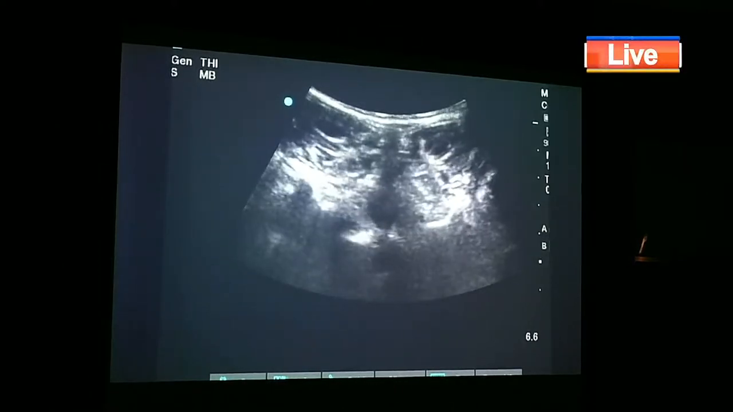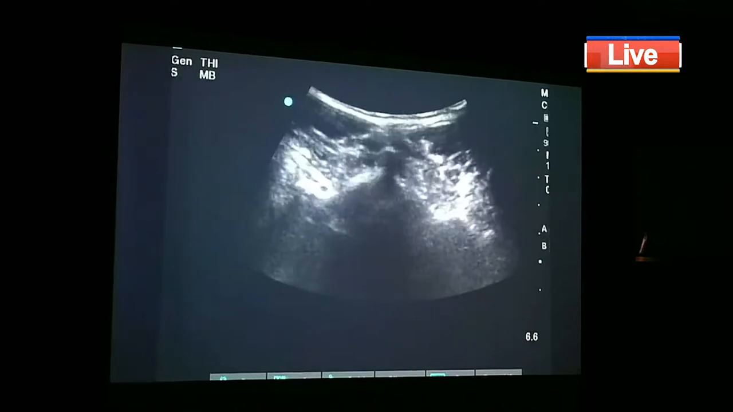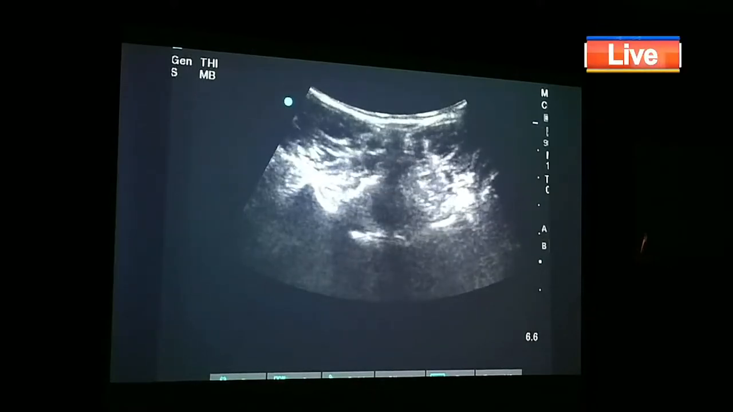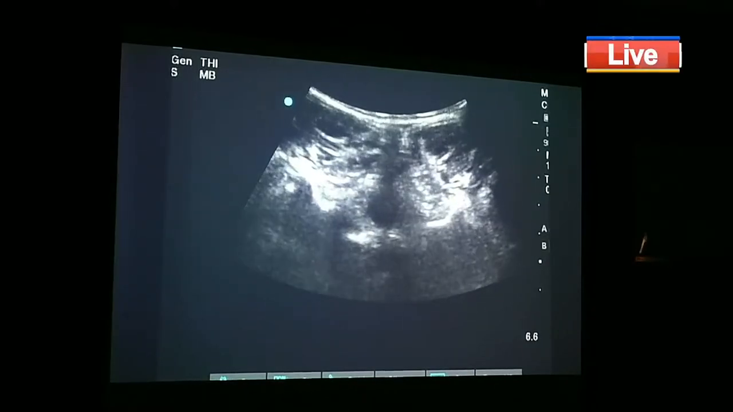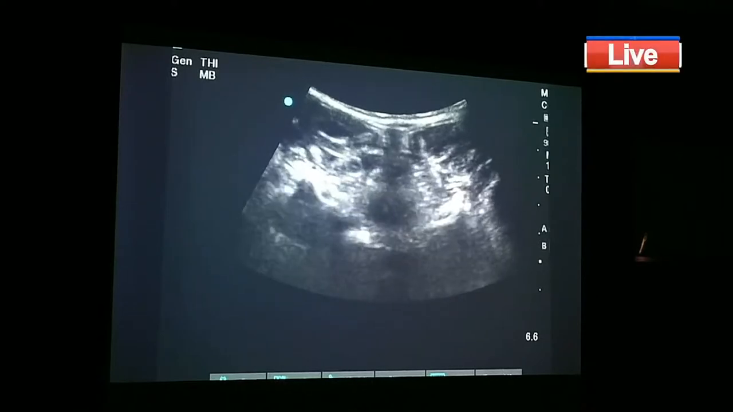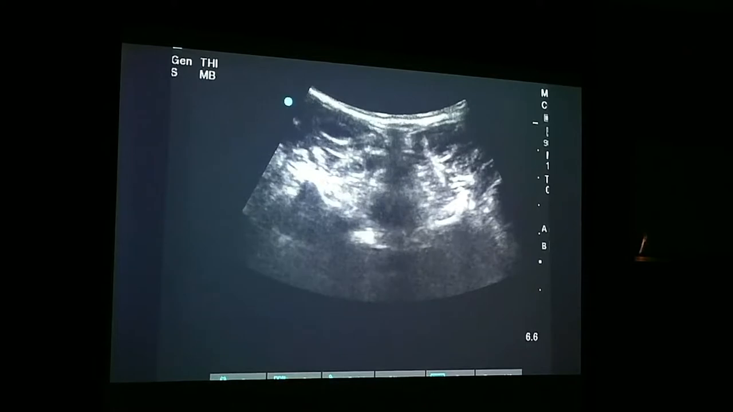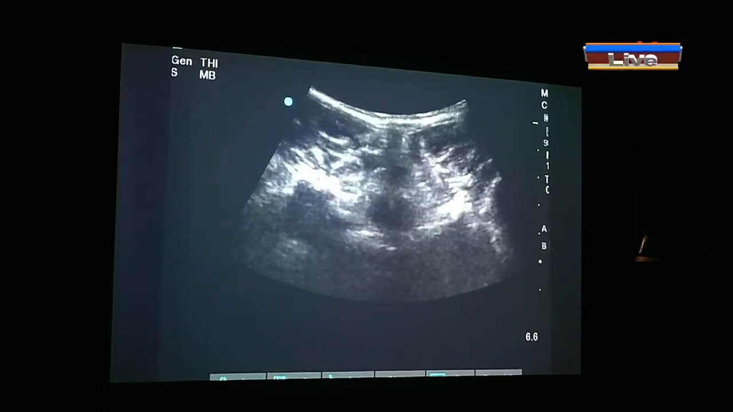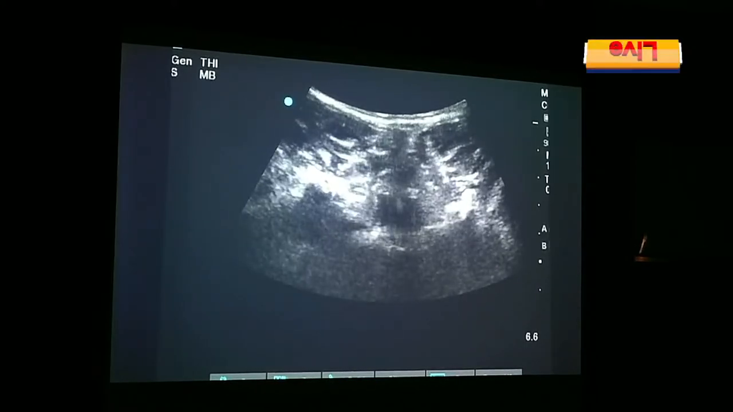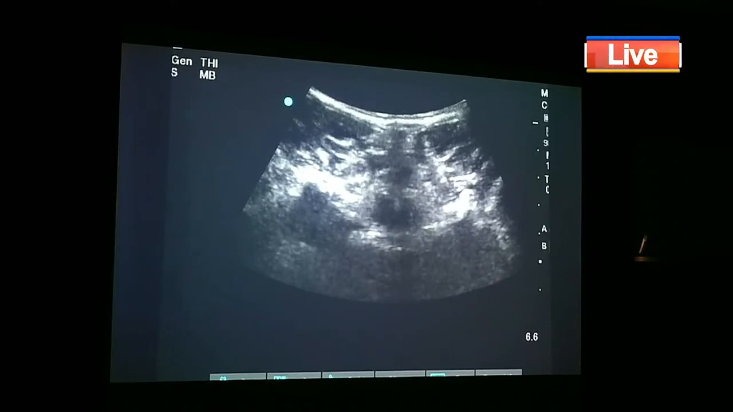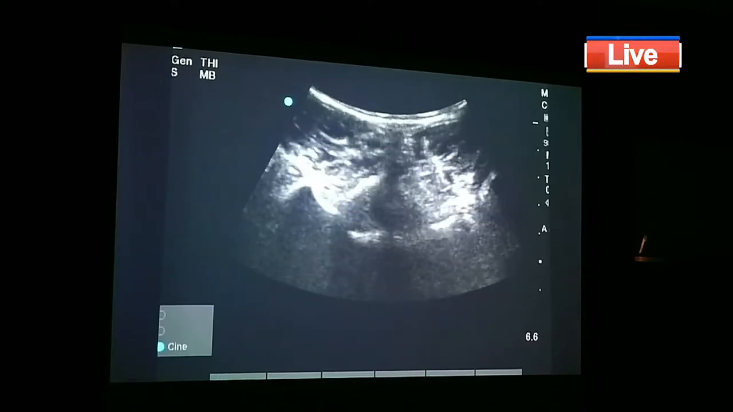Okay, so now I can see that the layers are going from inside. You can see this is the posterior complex which I can see clearly, and if I go further ahead, this small hole round thing, you can also see the anterior complex. Now you can see two layers here. I will show you.